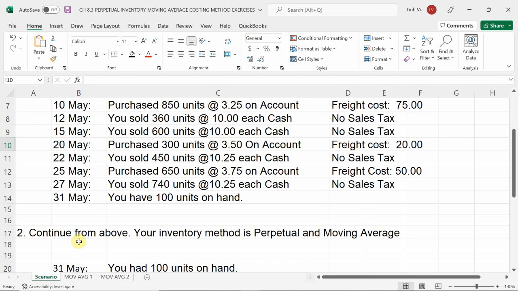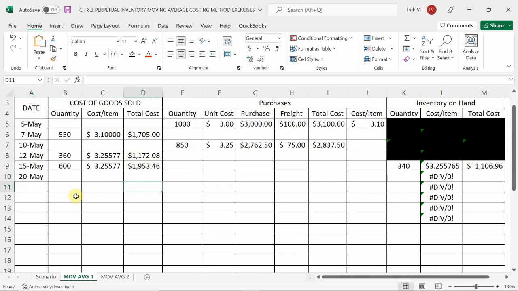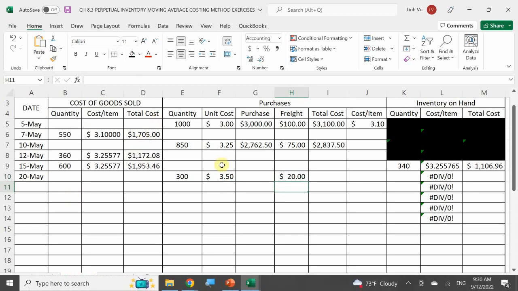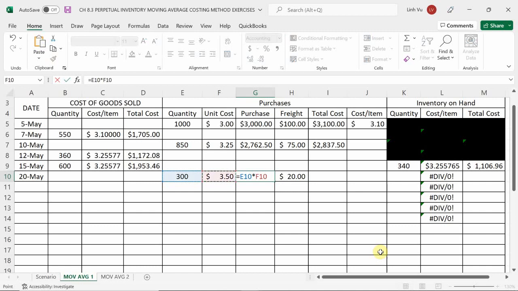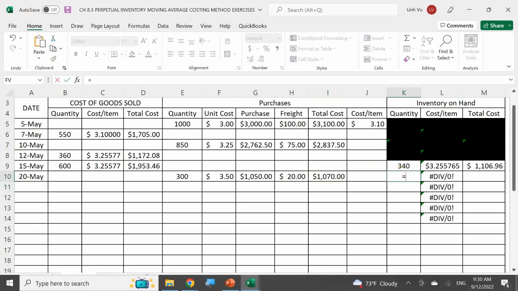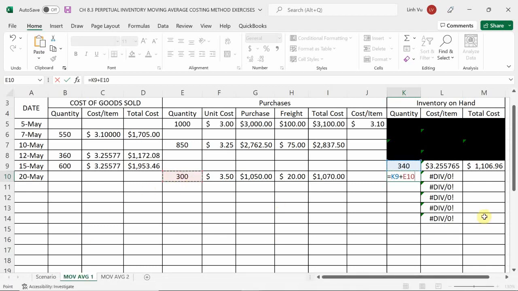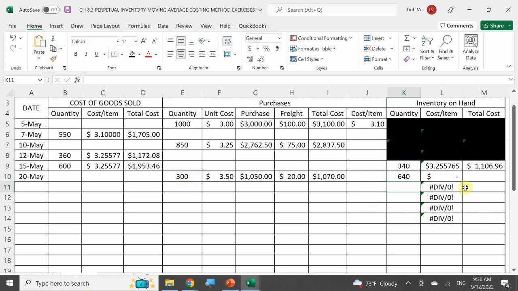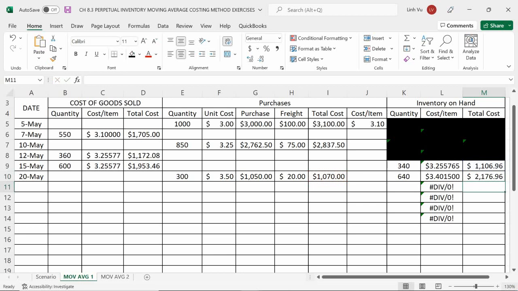Then on May 20th, we end up purchasing 300 units at $350 with a freight of 20. So 300, 350, and 20. So what's my total purchase price here? 1,050, plus 20, 1,070. Now, because I have new inventory, I need to add it up. So in this case, 340 plus 300 is 640. Now you have 640. Then you have 1106.96 plus 1070.